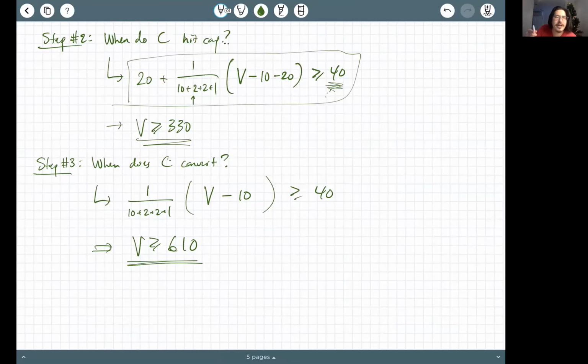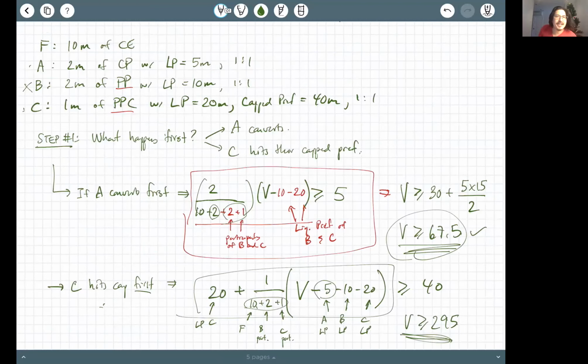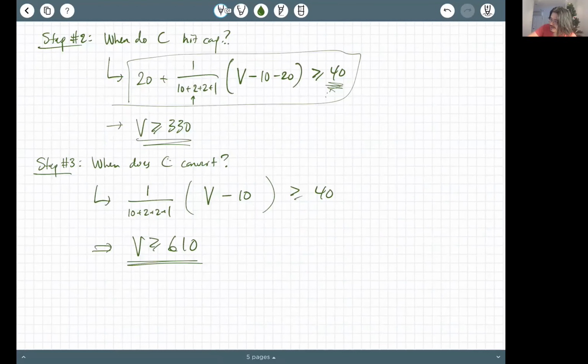So what have we determined in our procedural calculations right now? We determined A converts first. They converted at 67.5 million. Then after that, C hits their cap at 330. And then C converts at 610.